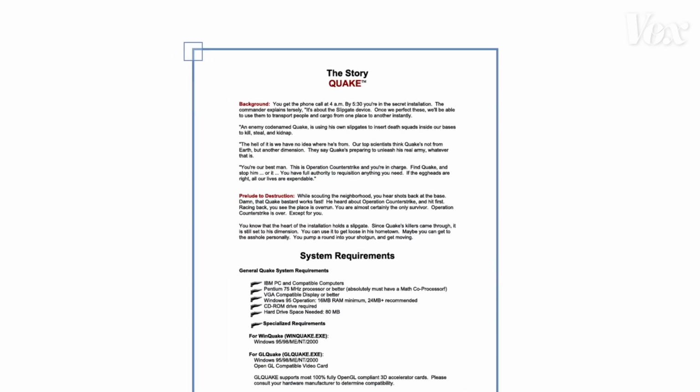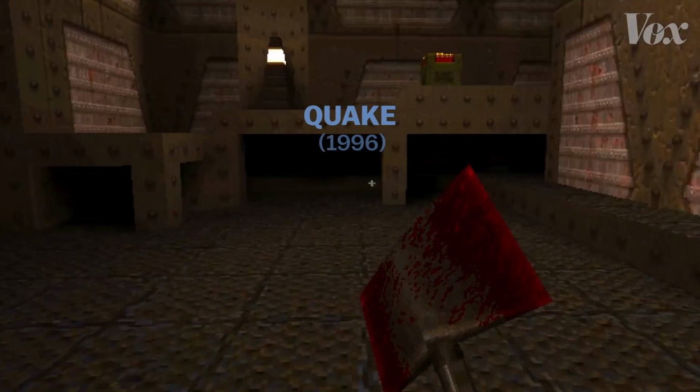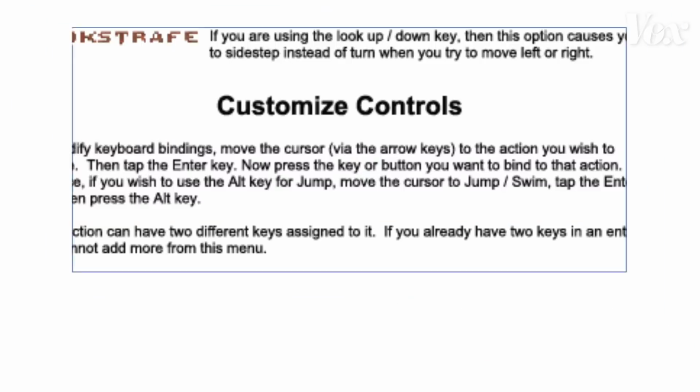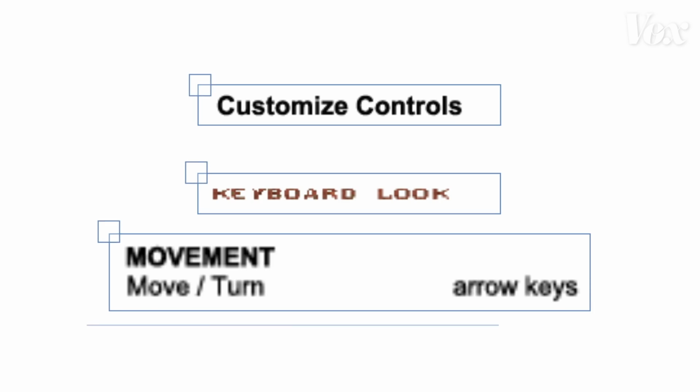When you look at the manual for Quake, one of the first games to really utilize what's called free look, you see that the developers didn't really know how to do it either. Some people still used the keyboard to look up and down, and to move forward and backward, arrow keys.